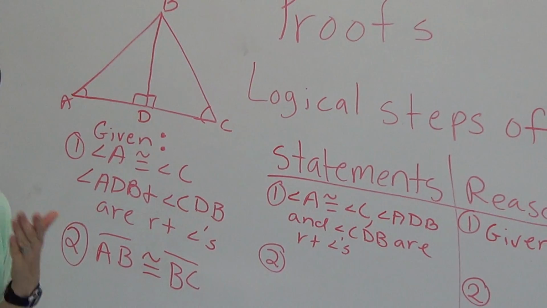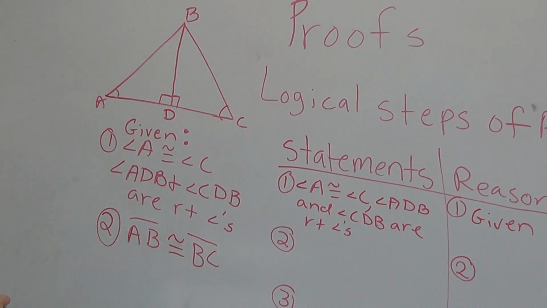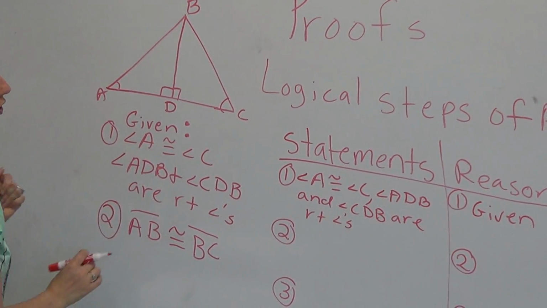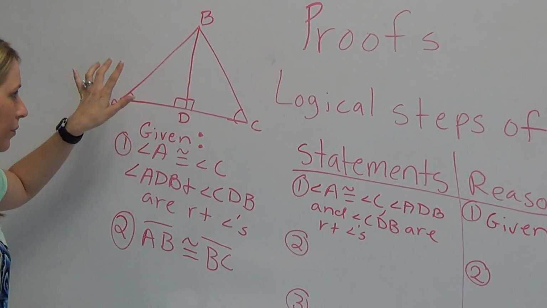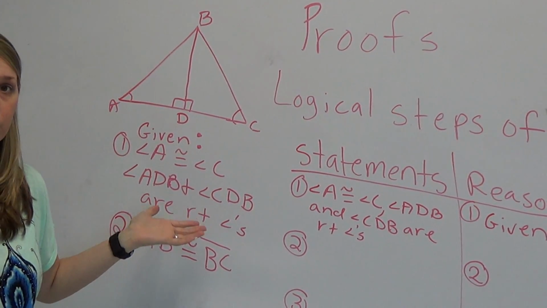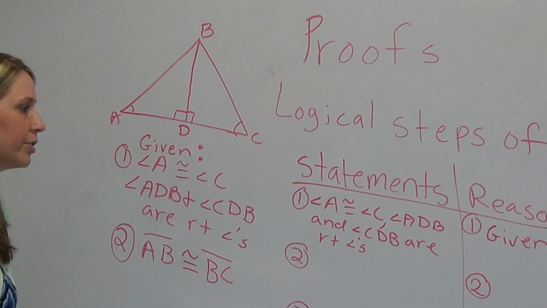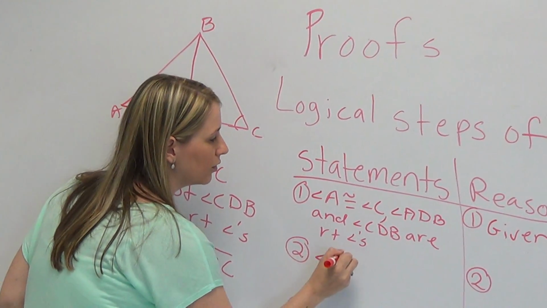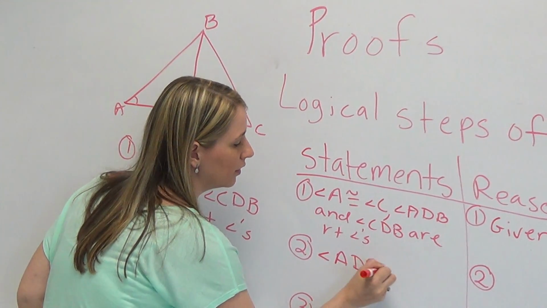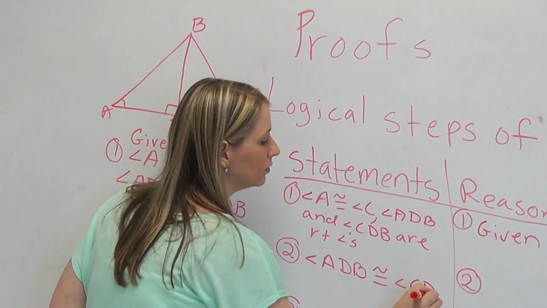Then you just go step by step from there. Well, look at this figure, okay? Automatically I know these two are congruent and these two are right angles. Now before I can actually say, well, if they're right angles, what do you know about right angles? They're 90 degrees, right? So if they're both 90 degrees, they have to be congruent. So now I can say that these two angles are congruent. So angle ADB is congruent to angle CDB.